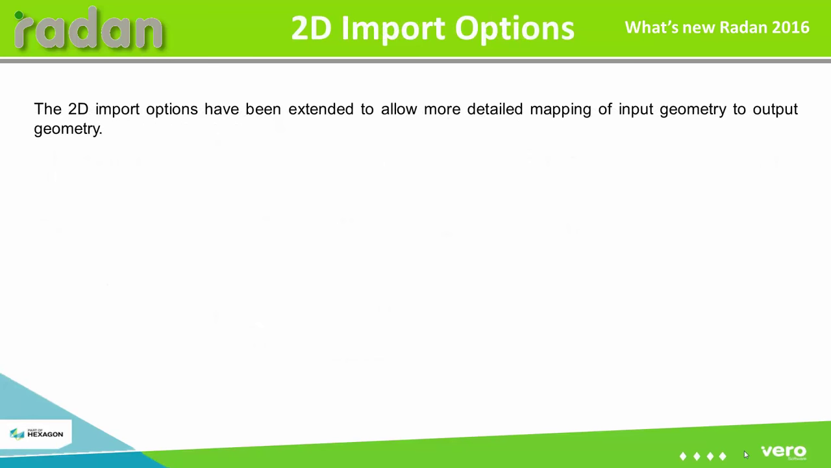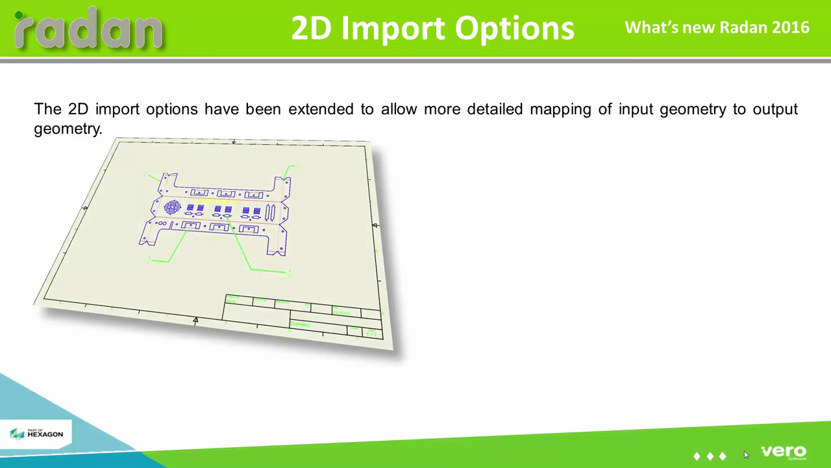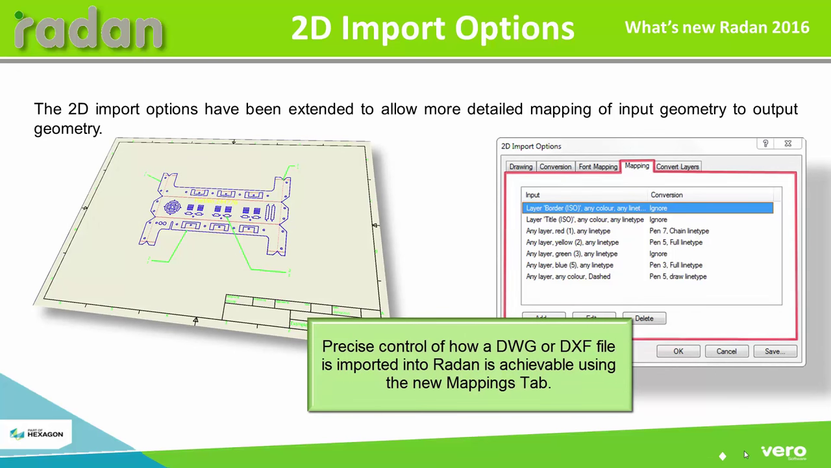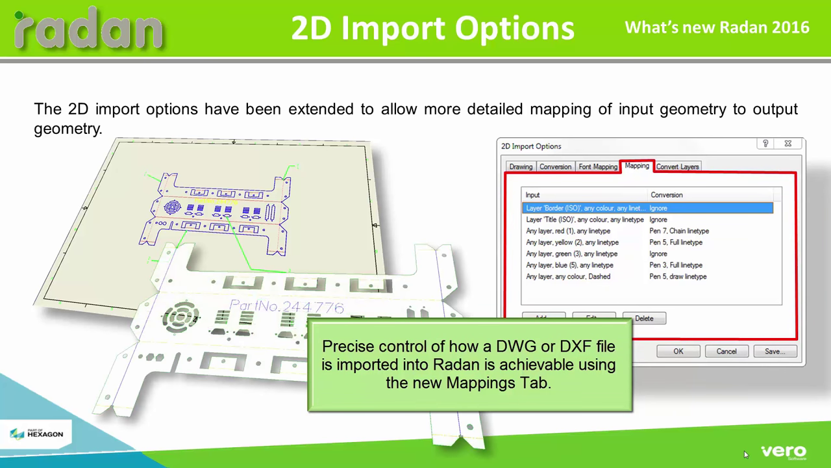2D import options. The 2D import options have been extended to allow more detailed mapping of input geometry to output geometry. We have introduced a new mappings tab which allows the user very precise control on how DWG and DXF files are imported into Radan.